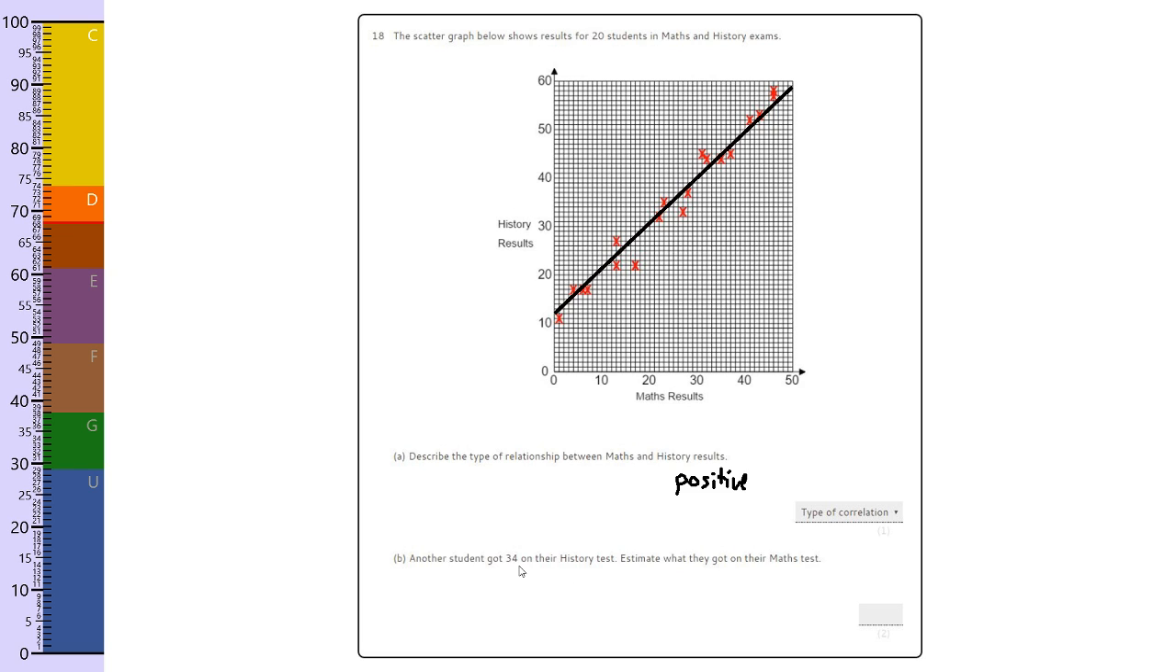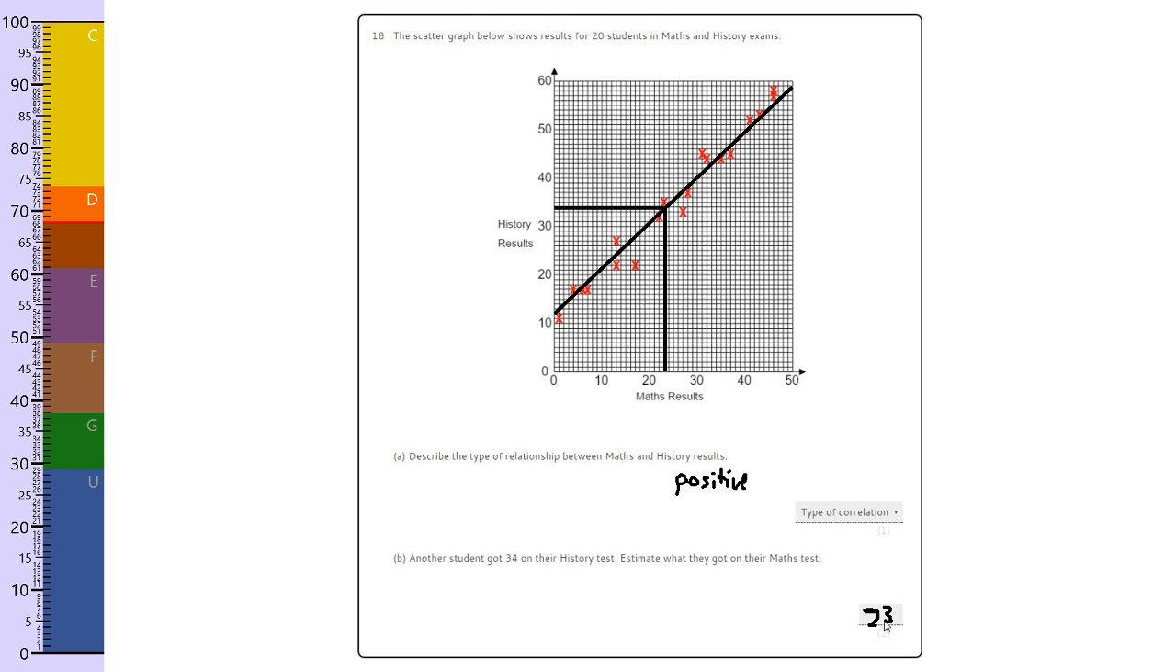Right, another student got 34 on their history test. Estimate what they got on their maths test. Okay, so let's get some 90-degree line. There we go. So 34 in history. I'm not very good at reading these. So 1, 2, 3, 4. And I'm going to draw a line across until I get to my line of best fit, which this question didn't ask me to draw, but you needed to answer this question. And then when it hits the line of best fit, I'm going to go down. And to me, that is 21, 22, 23. That to me is 23.